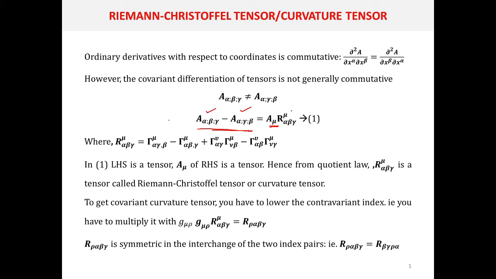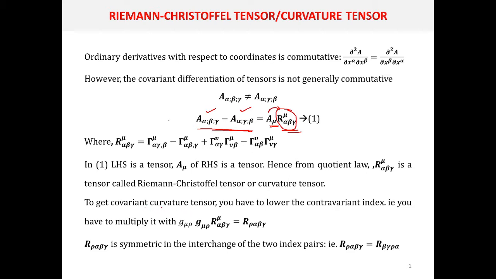But we have no idea about this particular quantity. According to the quotient law, when you multiply a quantity with an arbitrary tensor, if you get a tensor, that quantity will be a tensor. So here, when you multiply a tensor with R, what you get is a tensor. So this quantity will be a tensor according to the quotient law. So R^μ_αβγ is a tensor, and it is called the Riemann-Christoffel tensor or curvature tensor.